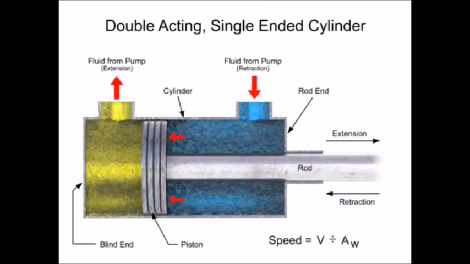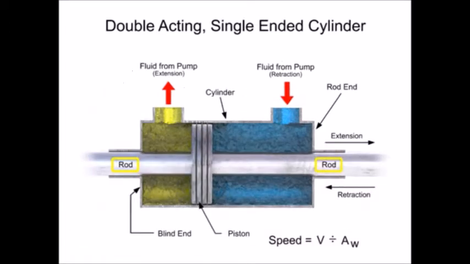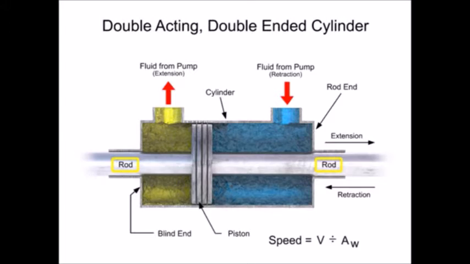All the cylinders shown to this point have been single-ended. They have only one working rod. On special cylinders, two rods may be used. These are called double-ended cylinders. They have two rods, both attached to the piston, and each coming through an end cap.